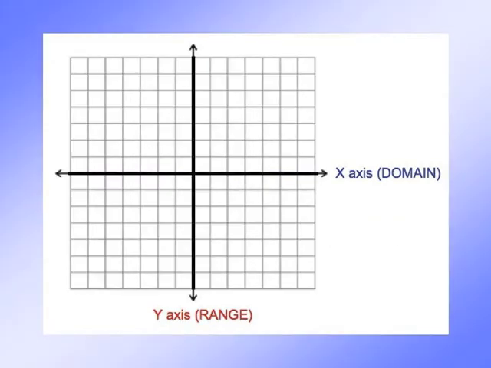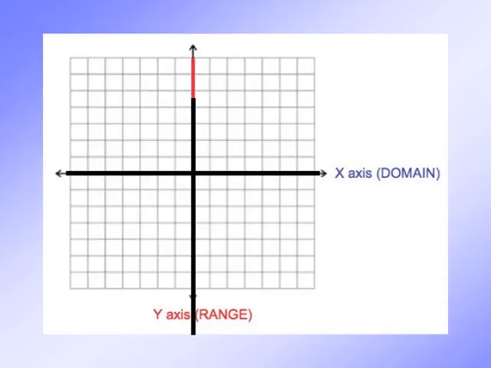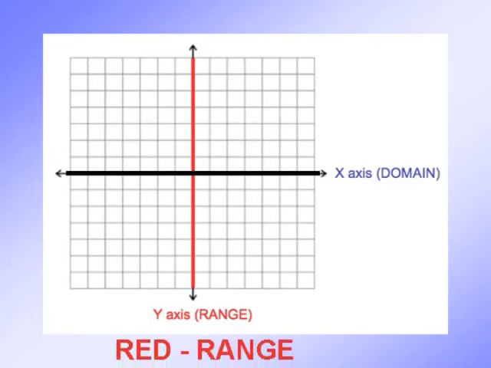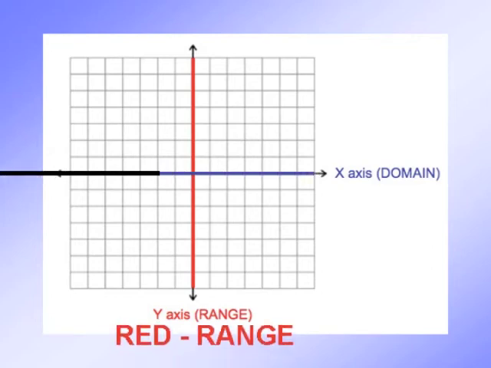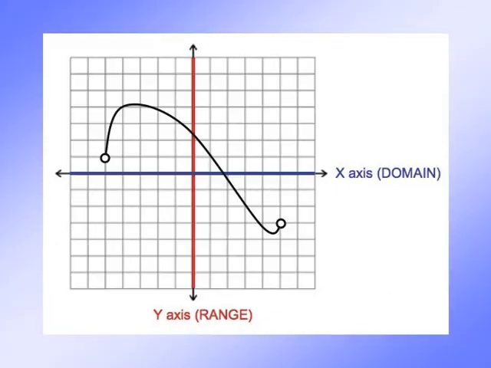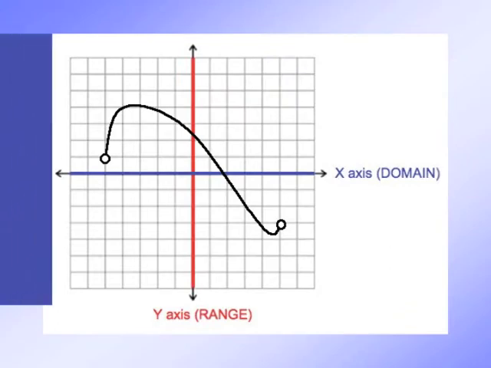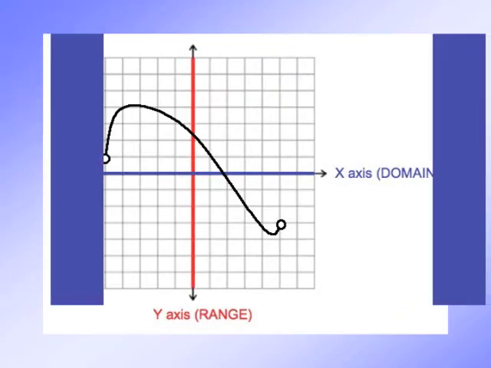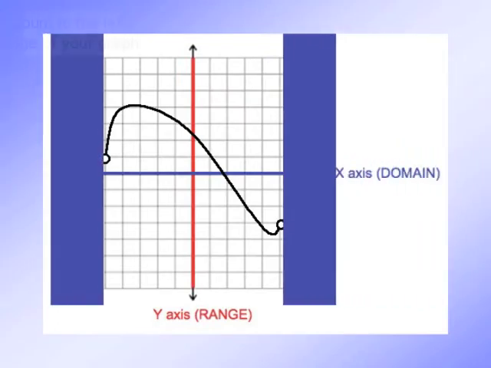Now to find the domain of a graph, we're going to use the same process. We're going to use the y-axis to be red for range and the x-axis to be blue for domain. This time we'll be focusing on the denim domain graph. So place your blue card on the far left-hand side of the graph and the other one on the far right-hand side of the graph.